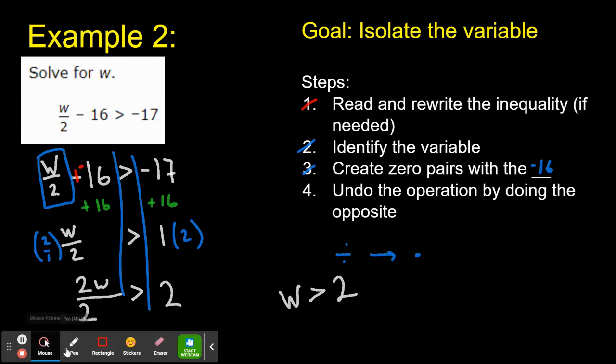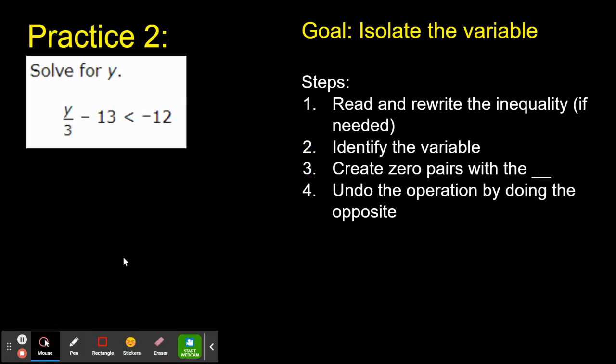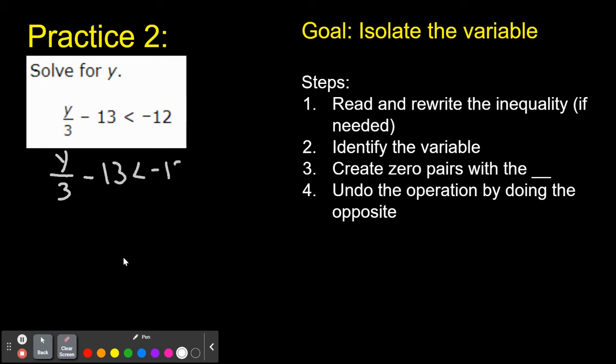All right, let me clear that out. And now your turn to try this one on for size. Here we go. y divided by 3 minus 13 is less than -12. Remember to rewrite this so that we are adding the opposite. That's a -13, not a +13.